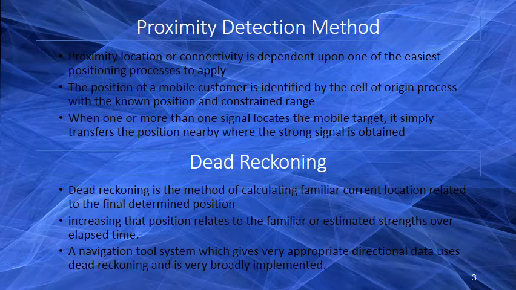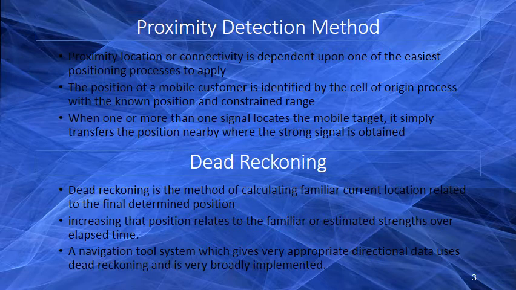Proximity detection method. Proximity location or connectivity is one of the easiest positioning processes to apply. The position of a mobile customer is identified by the cell of origin process with the known position and constraint range. When one or more signals locate a mobile target, it simply reports the position nearby where the strong signal is present.